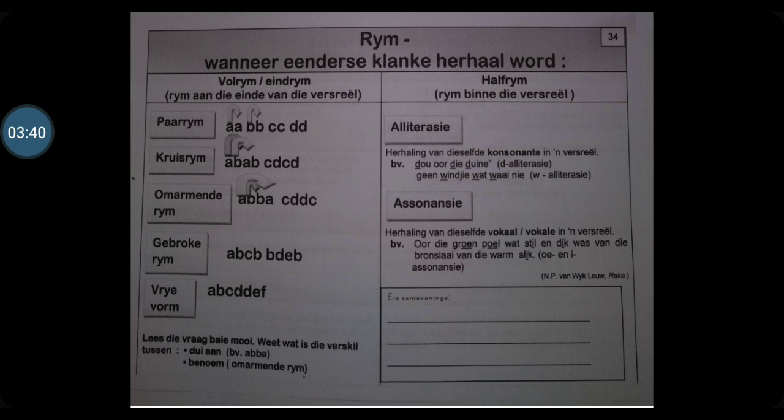Then cross rhyming, kruisrym, is when it's A, B, A, B, or C, D, C, D. Omarmde rym is when it's A, B, B, A, or C, D, D, C. Gebroken rym is broken rhyme, when there's not really a rhyme. Here and there is a sentence that rhymes, but there's no pattern, okay? And then vrye vorm or free rhyming is pretty simple. There's no rhyming really, maybe 1 or 2 words that rhyme, but there's no sequence, no pattern. Okay, so that's the different forms of rhyme.